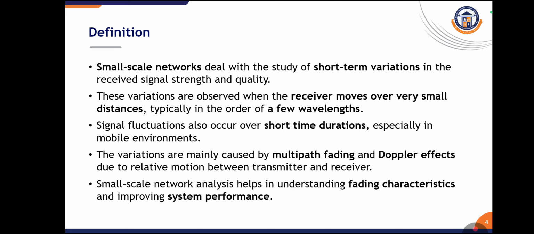Signal fluctuations also occur over short time durations, especially in mobile environments. The variations are mainly caused by multipath fading and Doppler effects due to relative motion between the transmitter and the receiver. Small scale network analysis helps in understanding fading characteristics and improving system performance.